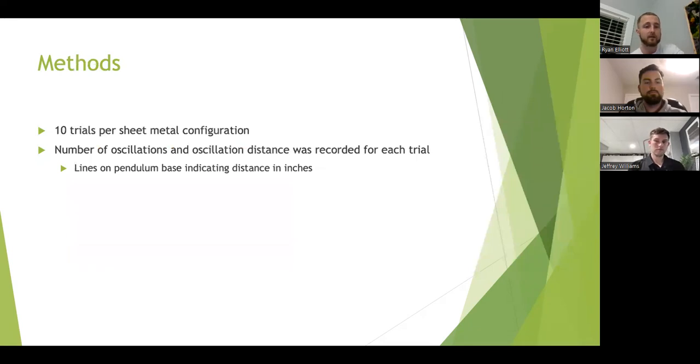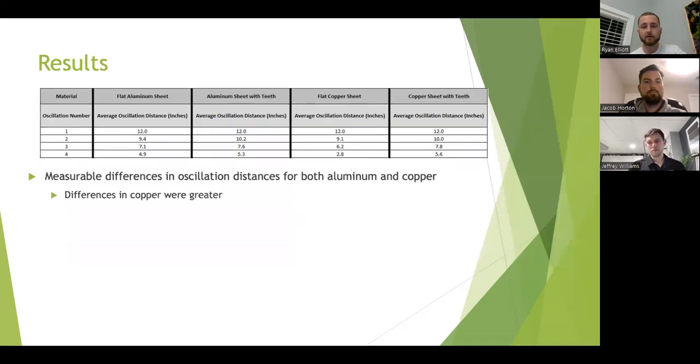For our data collection method, we put each piece of sheet metal through the test 10 times and recorded the average number of oscillations and the average distance of each oscillation for each piece of sheet metal. Taking a glance at our results, and as you'll see in the data and the videos we are about to show, the copper will experience more damping than the aluminum, and the cut pieces of metal experience less damping than the flat pieces of metal that were uncut.